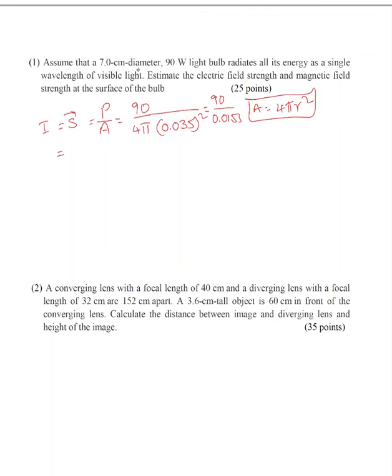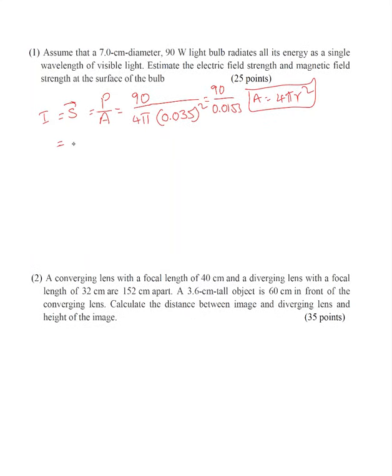Here he gave us the 7 centimeters diameter, so I converted into radius, d over 2. So I end up with S, the pointing vector, equal to 5882.35 watt per meter square. Power is in watts, area is in meter square. So that's the S value. Now he's asking to find electric field strength and magnetic field strength.